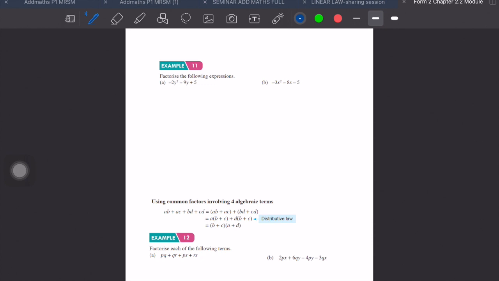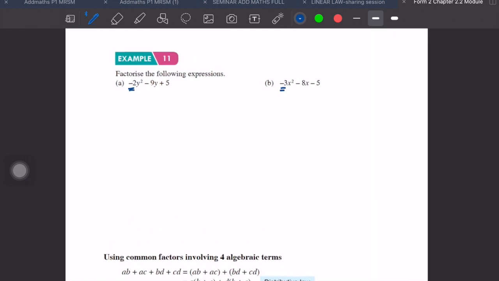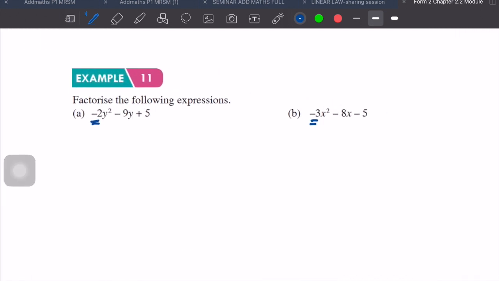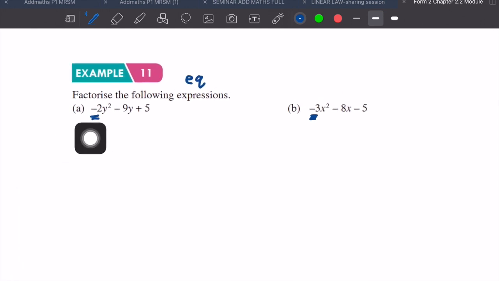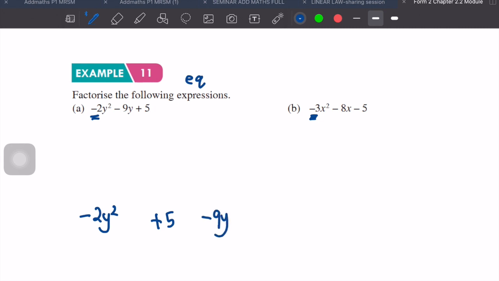Factorize, okay, something yang ada negatif pula. Bila A kita negatif. Okay, kalau kita expression, kita tak boleh buat apa. Kalau A dia negatif, kita biarkan negatif. Kalau dia nanti jadi equation, kalau A dia negatif, kita boleh positifkan dia. Tak ada masalah. Okay, so kalau expression ni, kalau A negatif, kita jalan je negatif. So sama, tulis macam tadi. So kita ada negative 2y square plus 5 negative 9y.